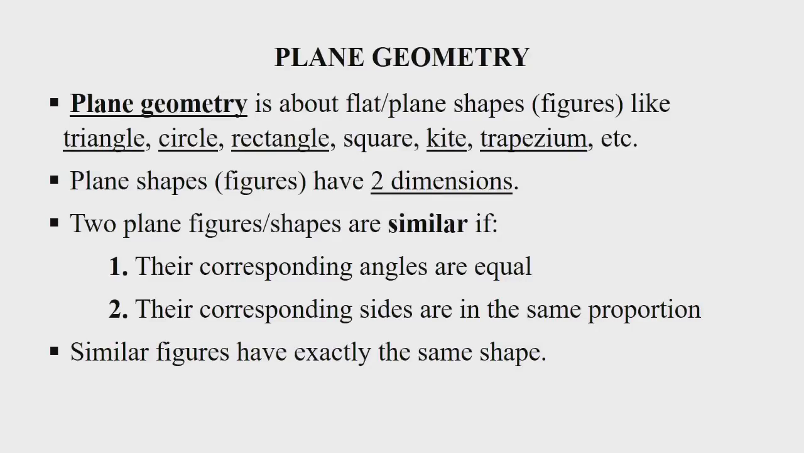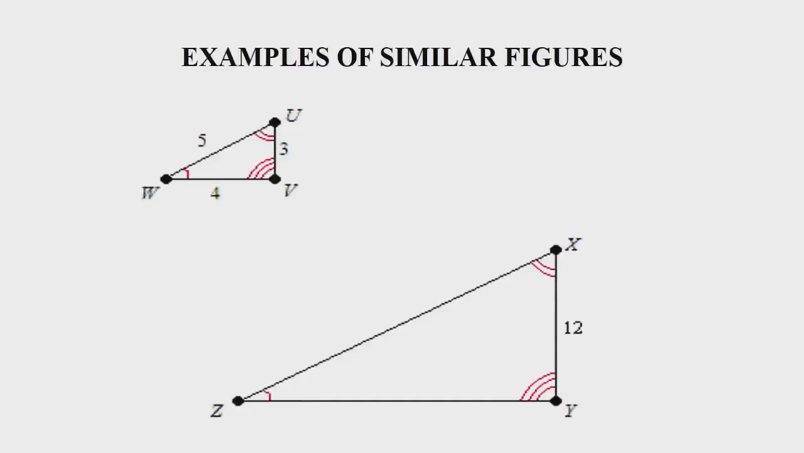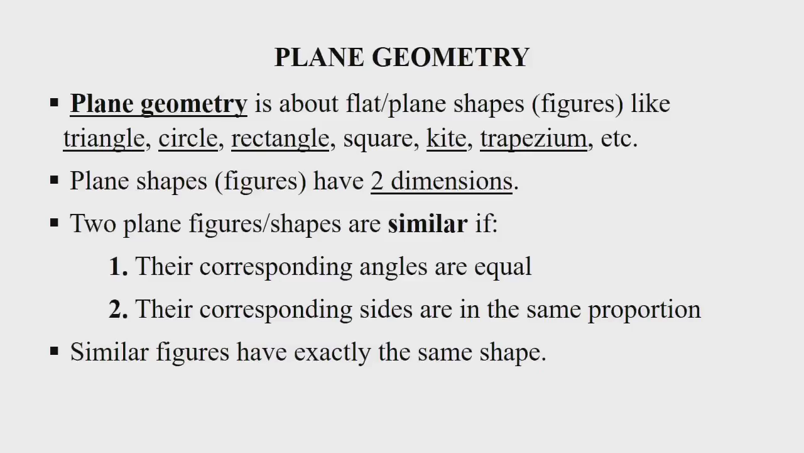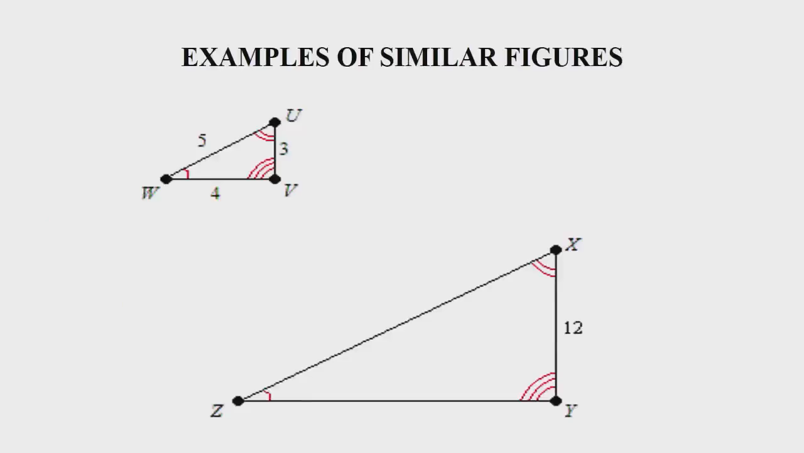Similar figures have exactly the same shape. That's very important. Their shape should be the same. If it's a triangle, it should be a triangle. If they are squares, both of them, the two shapes should be square. If they are rectangles, they both have to be rectangles. Examples of similar figures, as I said, on the next slide you will see, and this is exactly what I explained. The corresponding angles should be equal first, and their corresponding sides should be in the same proportion.